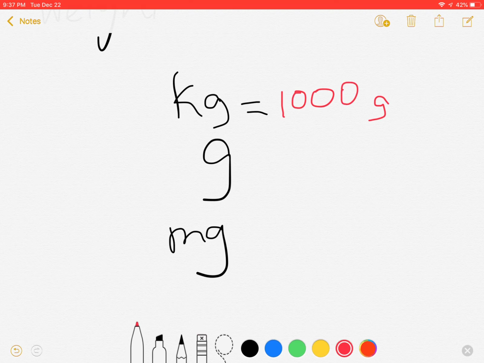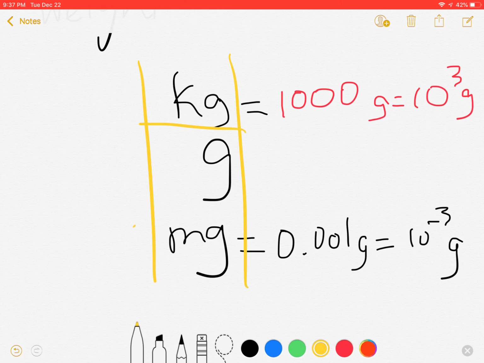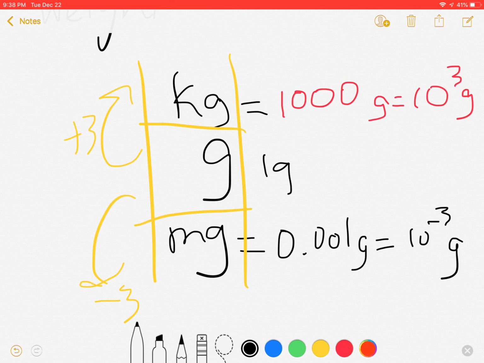It is equal to 1,000 grams, or 10 to the 3 grams, and a milligram is 0.001 grams, which is 10 to the negative 3 grams. So whenever you're going up this SI unit ladder of sorts, every rung you go up 3 places. And every rung you go down 3 places. So, for instance, 1 gram is equal to 10 to the 0 grams.